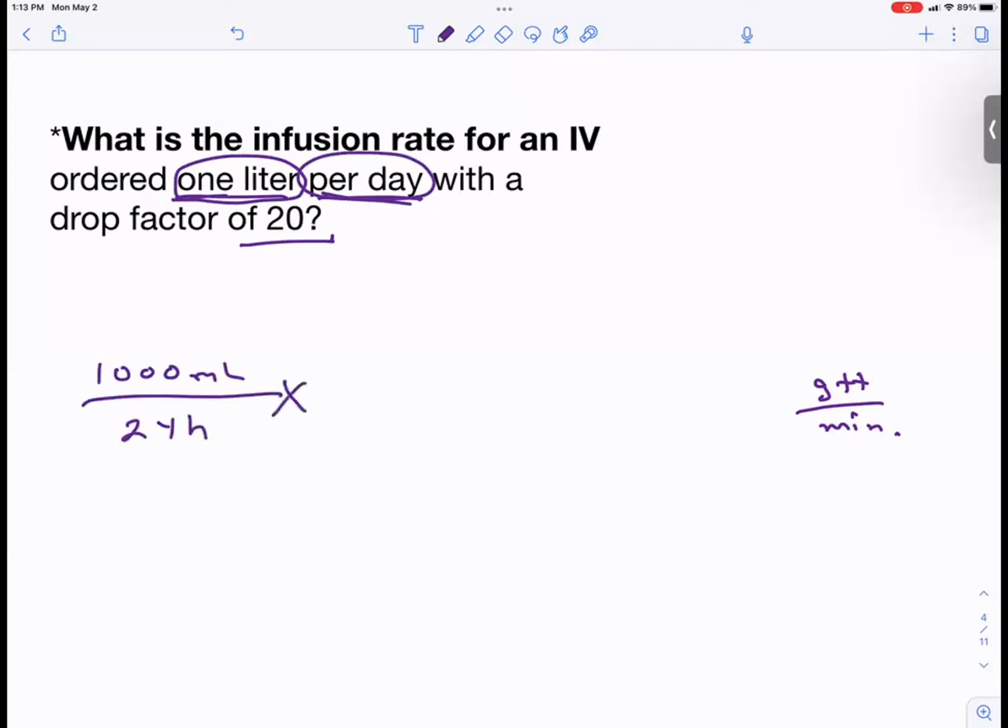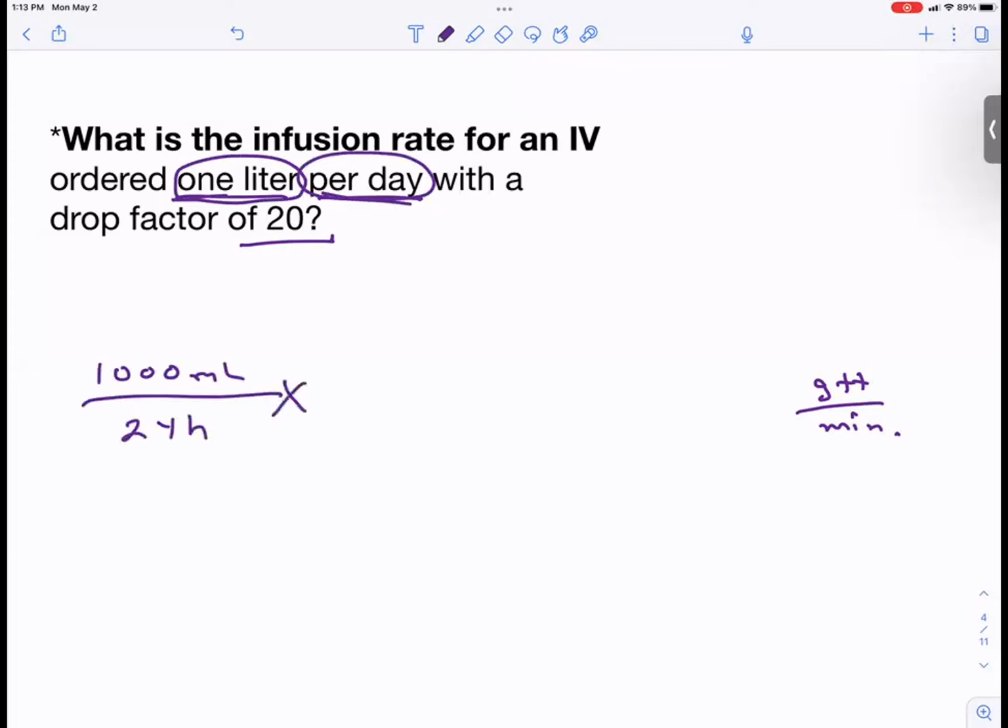So 1,000 times 20 is 20,000. And 60 times 24 is 1440. When I divide 1440 into 20,000, it gives me 13.88. I can't split a drop, so I round it to 14 drops a minute. And that's what you write on your answer line.